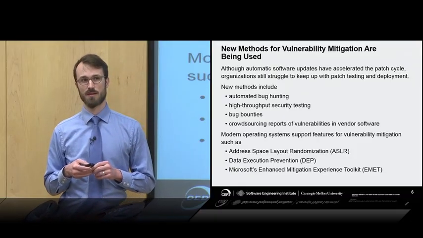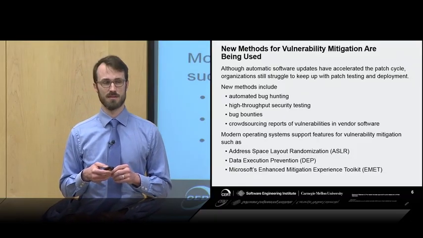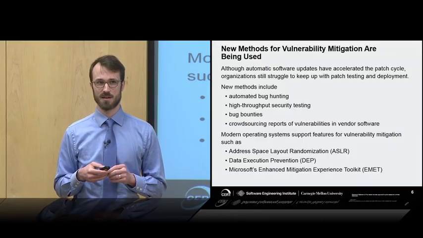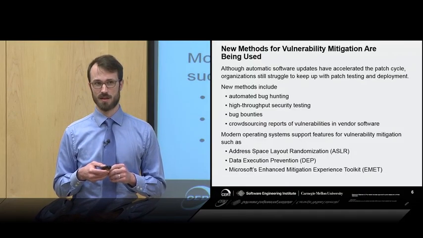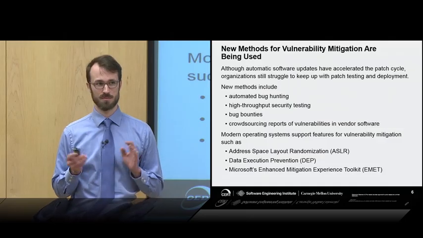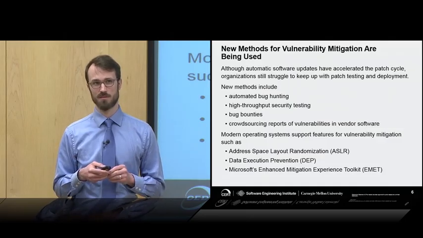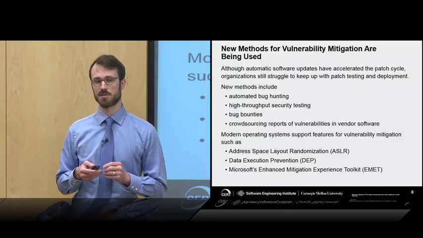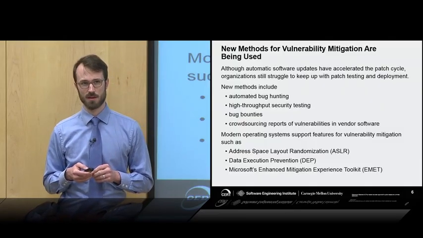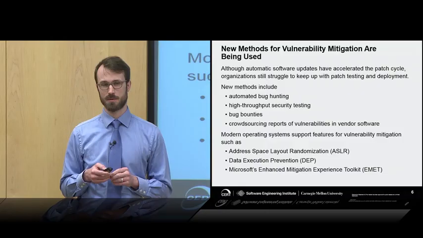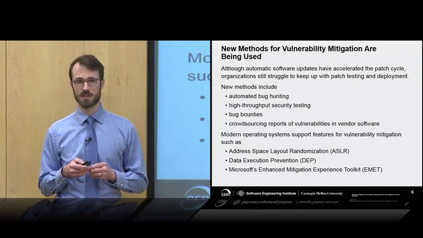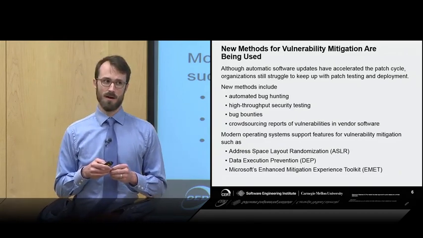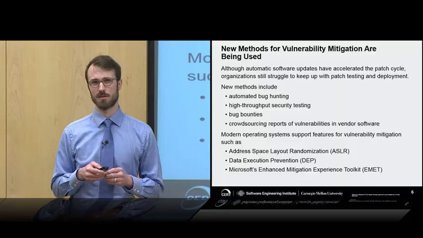Data execution prevention is pretty much what it sounds like. It's an ability for an operating system to detect when data is being downloaded and simply stop it before it installs on the system. And Microsoft has a pretty cool utility called EMET, the Enhanced Mitigation Experience Toolkit, and it does a lot of things, including memory examination on particular systems, looking for memory activity that's similar to malicious code.